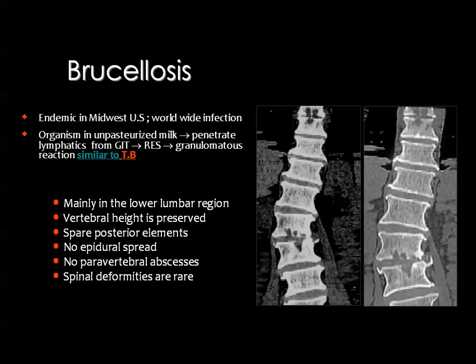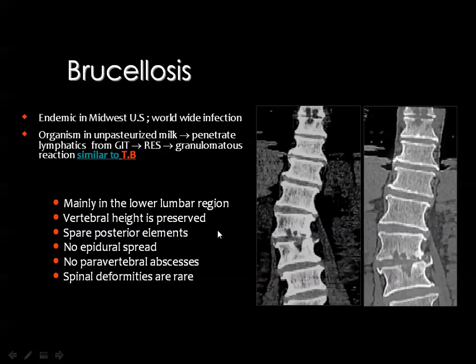Then brucellosis is an inflammatory lesion of the spine. The organism is present in unpasteurized milk, and it penetrates the lymphatics from the GIT to the reticuloendothelial system, reaching the spine, forming a lesion which is almost similar to TB, except for some differentiating points. This lesion, brucella, usually affects the lumbar spine, particularly the distal part of the spine.